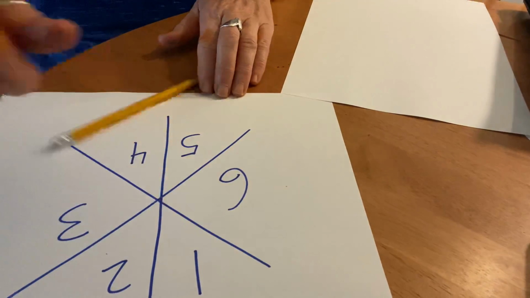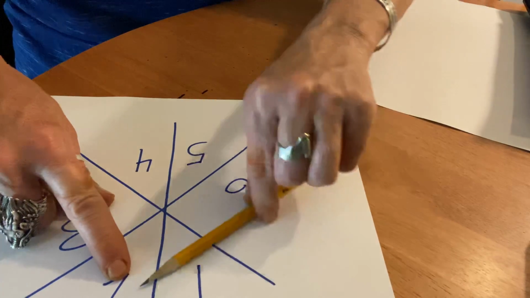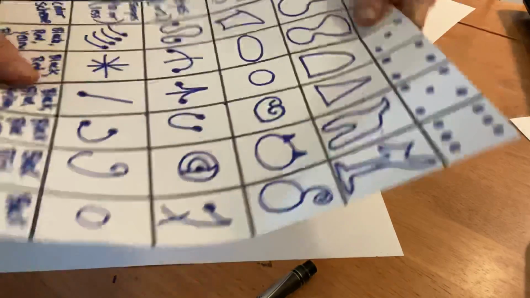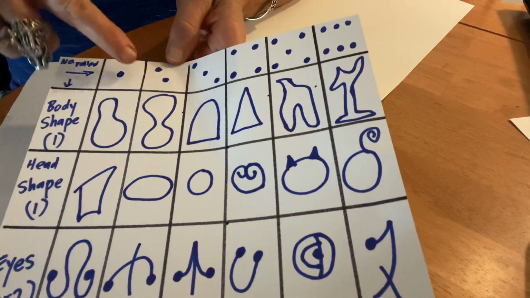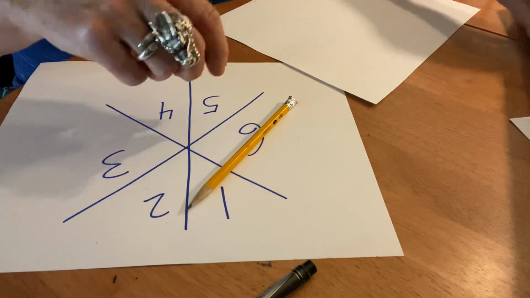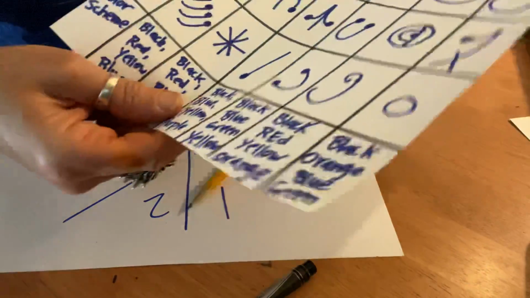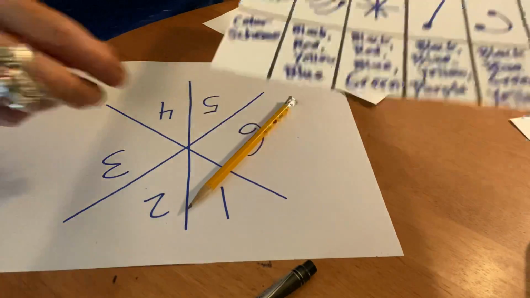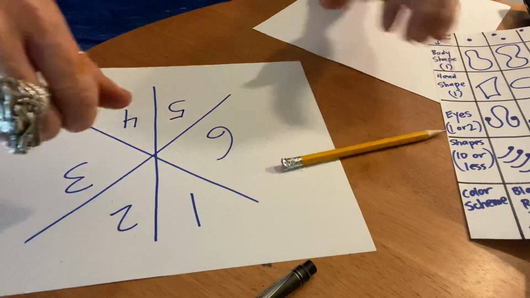All right, so if I spin this pencil, and let's say it's pointing to a 2. I'm going to come over here with my paper. And a 2 is going to my body shape. And a 2 looks like this curvy one right here. Oh, you know what I might need to do first? I might need to roll for my color scheme so I can start using the colors that I want to. All right, so I'm going to roll for my color scheme first.